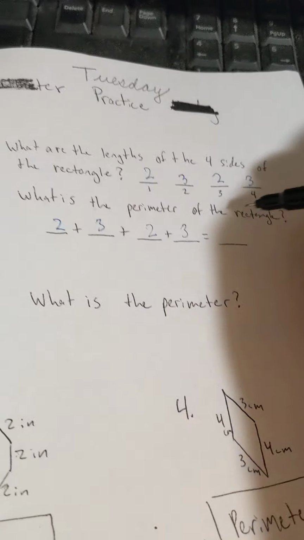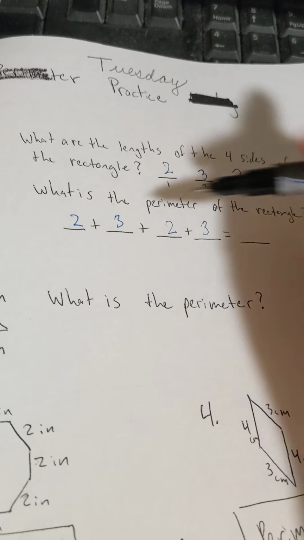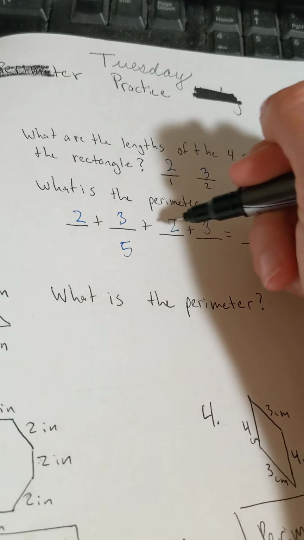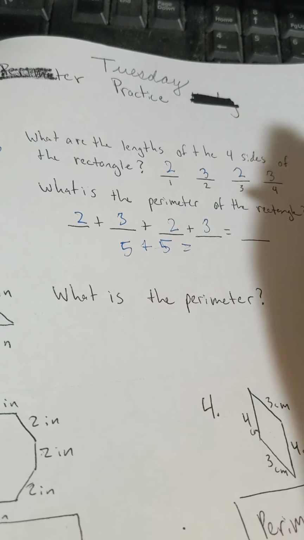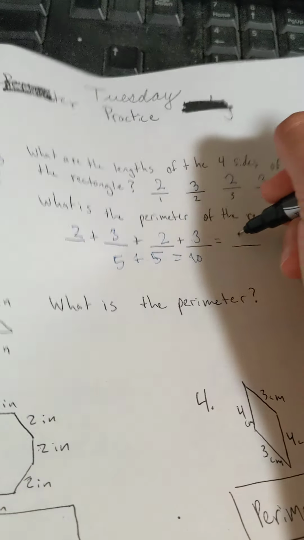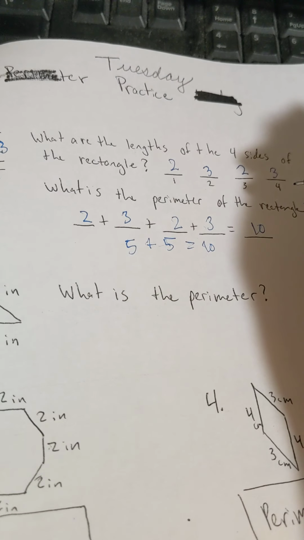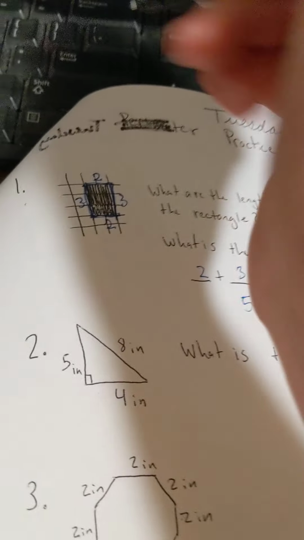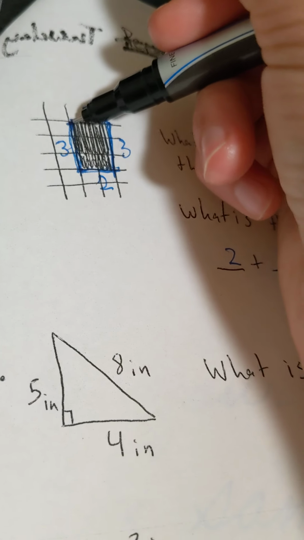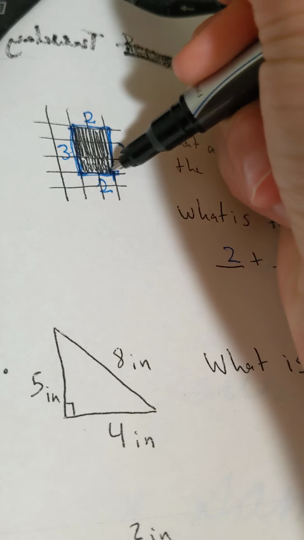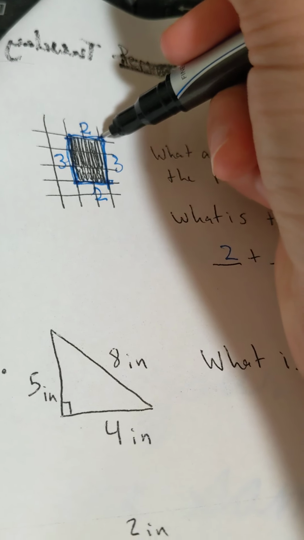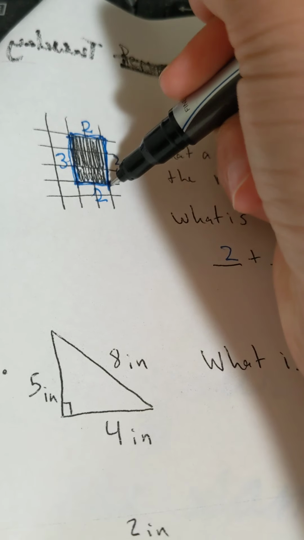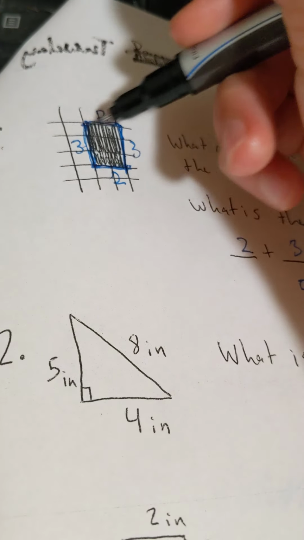Let's add these all up. 2 plus 3 is 5, and 2 plus 3 is also 5, and 5 plus 5 is what? 10. So we know it is 10 squares all around. 10 spaces all around. Let's count them and see if we got it right. We'll start down here. 1, 2, 3, 4, 5, 6, 7, 8, 9, 10. Yes, we have to move 10 spaces to get all the way around our chocolate bar.